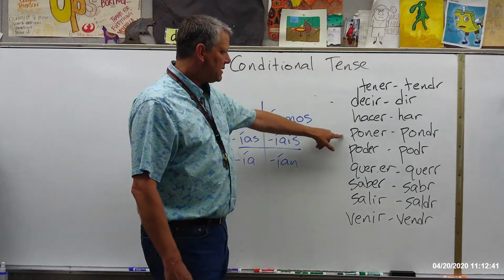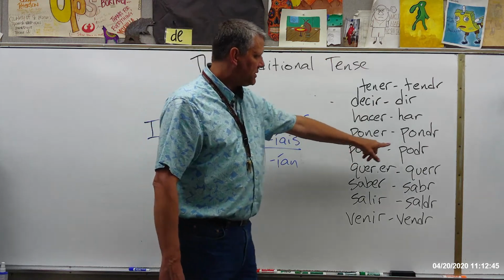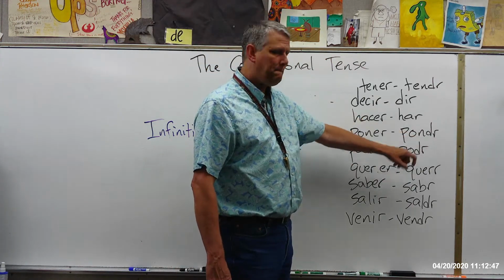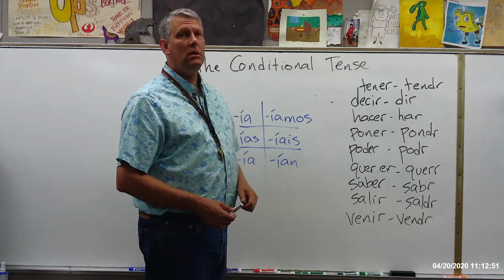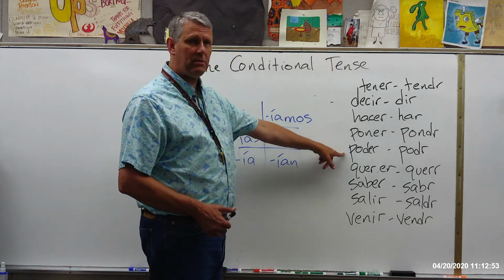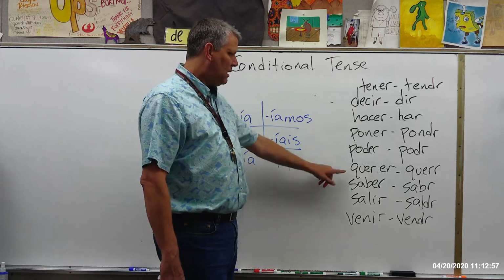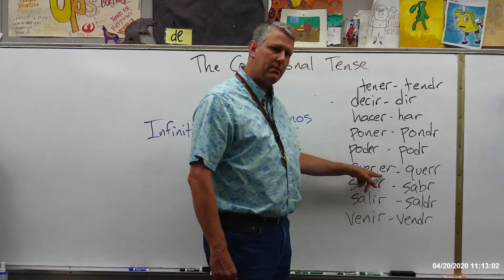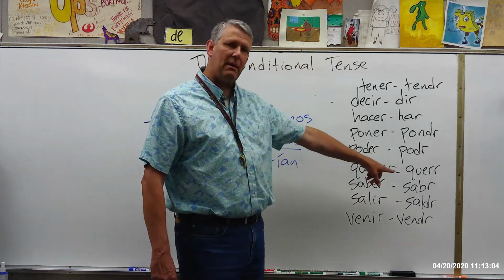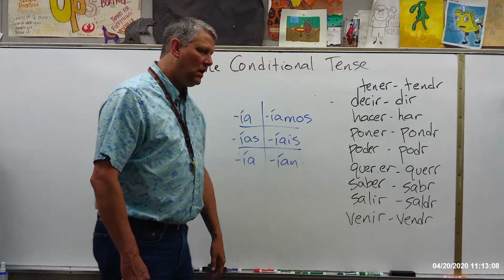Okay? And then the rest of these, poner and poder. Careful on these because these are really close. The only difference here in the roots is that one has an N. Poner, P-O-N-E-R, changes to pondr-, and poder, to be able to, changes to podr-. Okay? Be real careful on that. Querer, to want, changes to querr-. They just stick the E right out of the middle. Saber changes to sabr-. Salir changes to saldr-, and venir changes to vendr-.